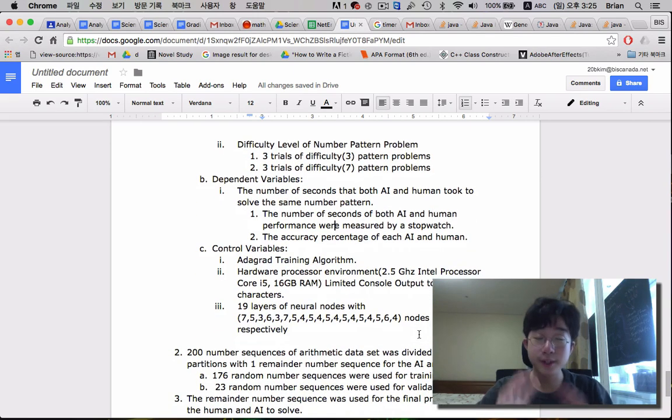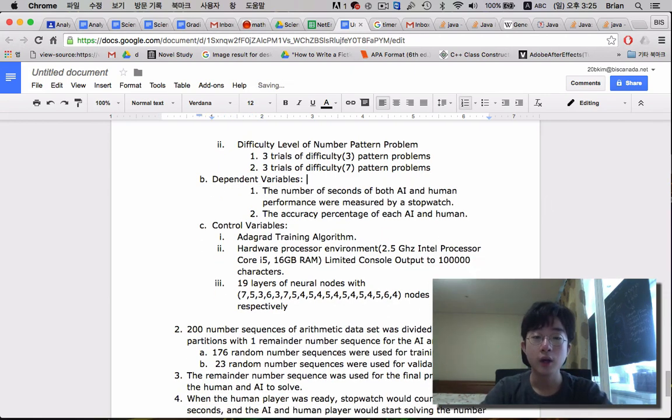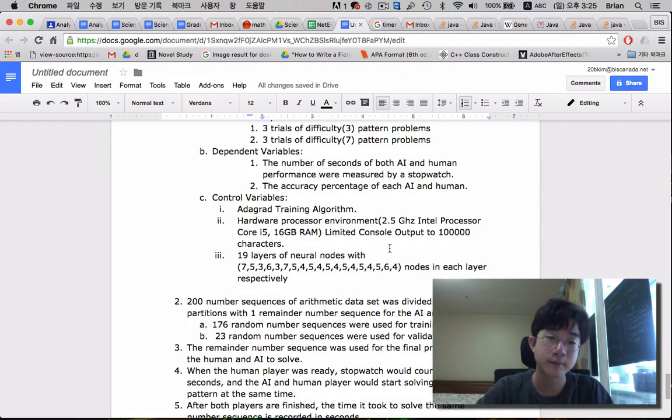The dependent variables are the number of seconds that both the AI and the human will take to solve the number pattern, and also the accuracy percentage of each human and AI. So that's based on how many corrects and how many wrongs the AI and human gets.